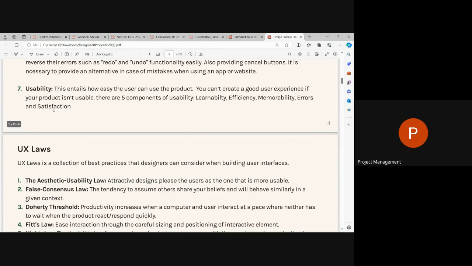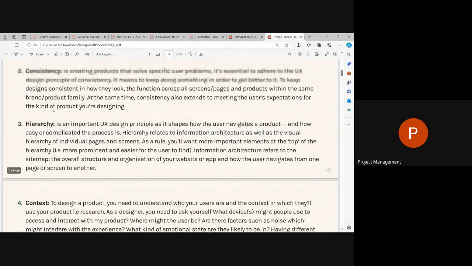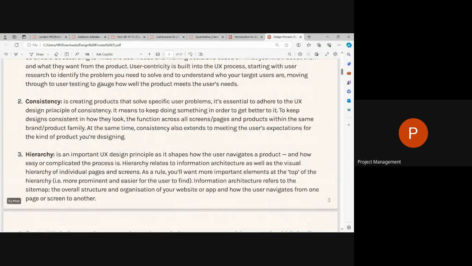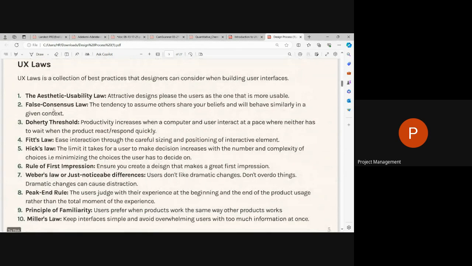So that's about the UX design principles. Then the next one is the UX laws. These UX laws, they are just something you have to know at the back of your mind, because they will help you. You have to consider them when you are building your interface, when you're designing your interface. The first one is the aesthetic usability law. That is, you have to make sure that your design is attractive. Attractive design pleases the users as the one that is more usable.